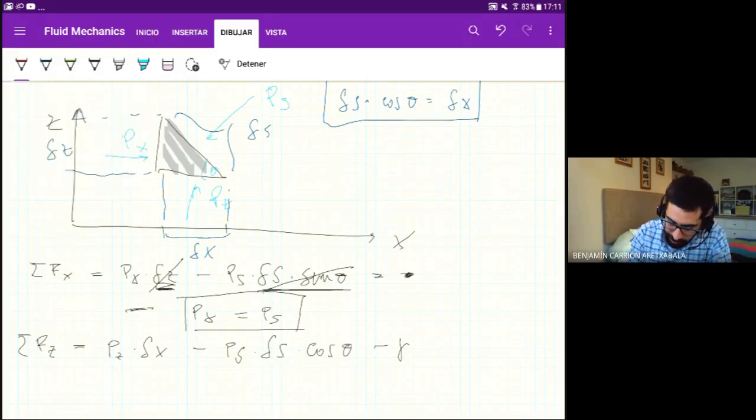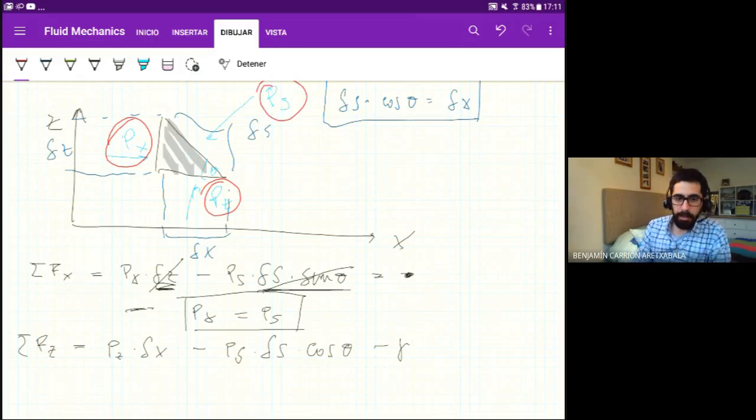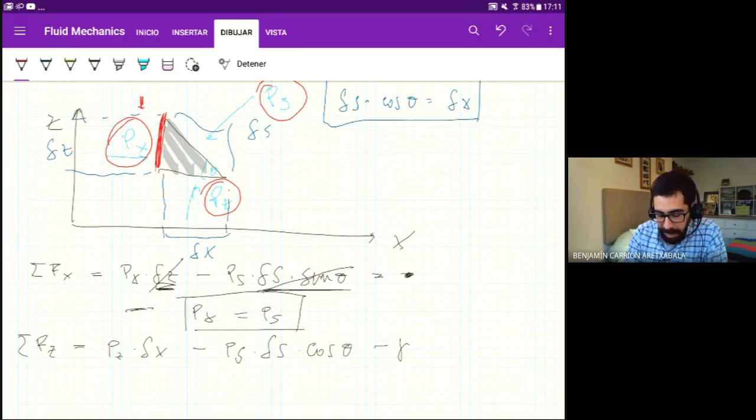Px, Pz, and Ps, these are all pressures, okay? What we want to do is to determine the internal pressures of the fluid. But every pressure can create a force. So the force that Px, for instance, creates on this face is Px times dz, because the area is dz, yes, times 1 meter depth.